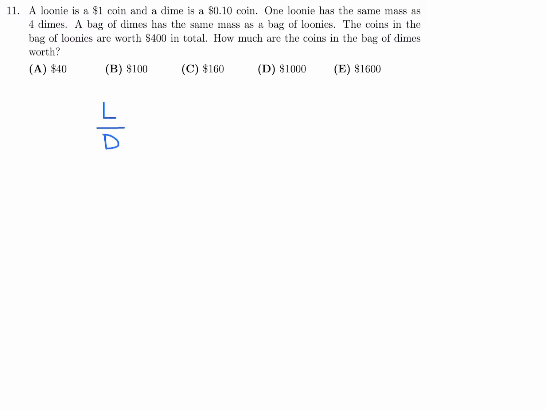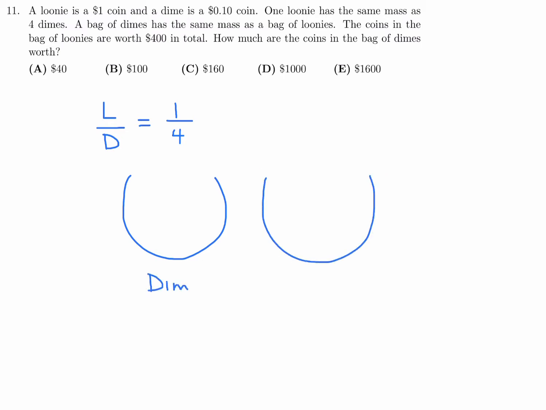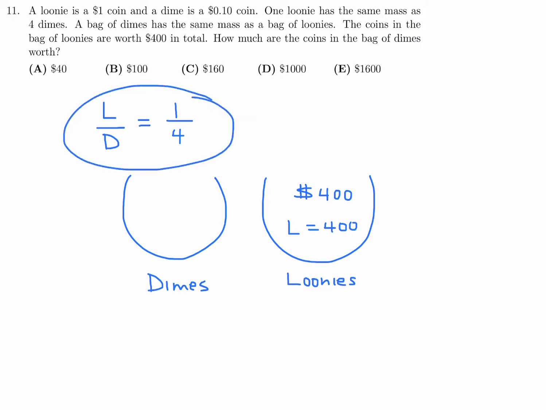L over D, loonies over dimes, is in the ratio 1 to 4, according to the mass. Now they've given us 2 bags, and one bag has a whole bunch of dimes, and the other bag has a whole bunch of loonies. They tell us that the loonies are worth $400. Each loonie is worth $1, so that means there are 400 loonies in that bag. Now we use this equation to figure out how many dimes there are.